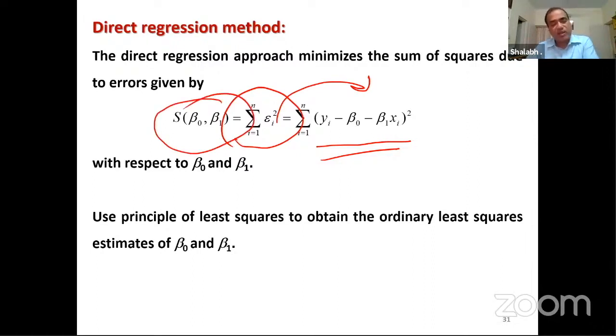Now you can use any algorithm to find such values of beta 0 and beta 1. But one of the most common approaches we can use is the principle of maxima and minima. You simply use the principle of maxima and minima on this function and minimize it with respect to beta 0 and beta 1.